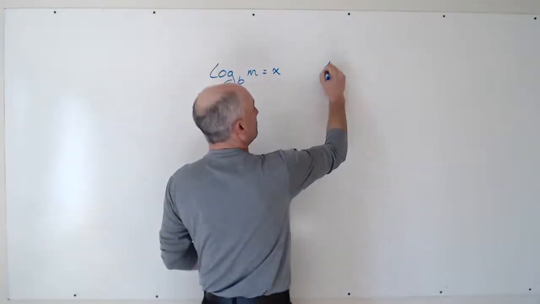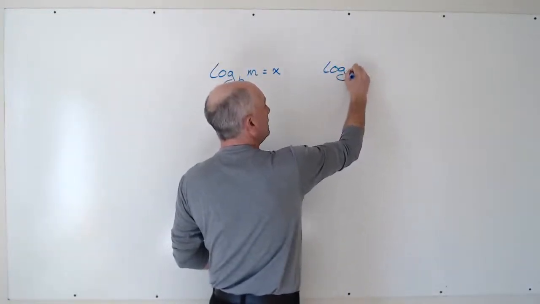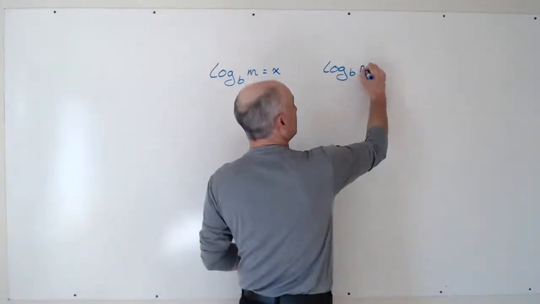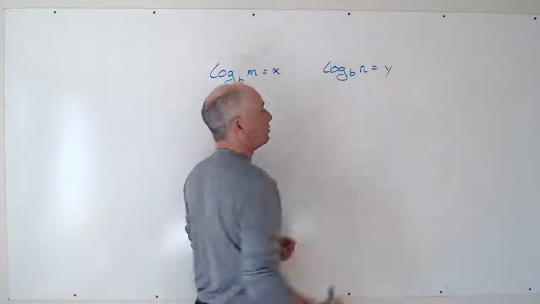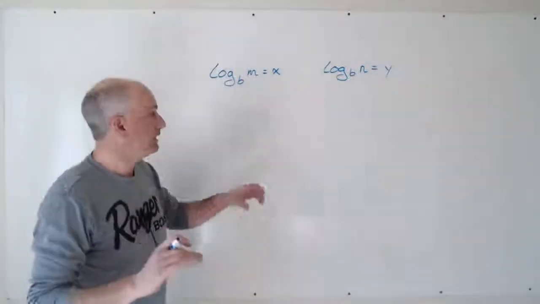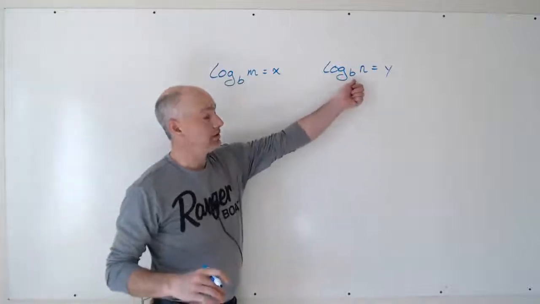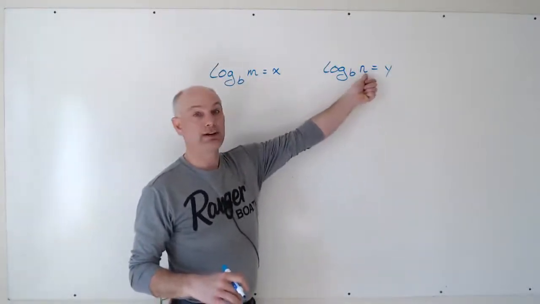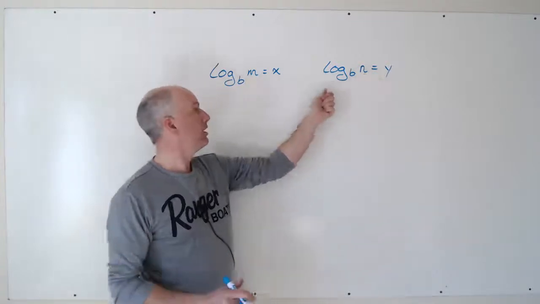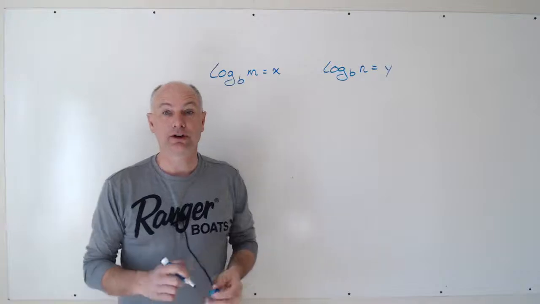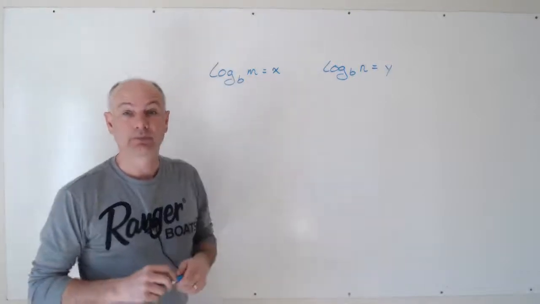And let's take another one. We'll say log base b, again, we're staying the same base here, of n is equal to y. Now we have to assume here that these are both the same base. That's a guarantee. But the value of m and the value of n are two different values. So therefore our outputs, x and y, are two different values as well.